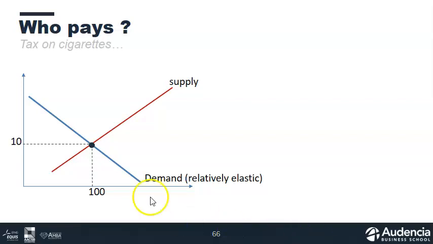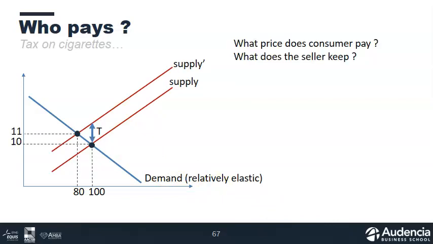So let's take a very simple example. I have supply and demand of cigarettes. We have 100 packs of cigarettes being sold, and they're selling at 10 euros per pack. Now let's suppose that we put a tax on the suppliers, the people who sell cigarettes. So we put a tax of 2. It goes up by 2, but the final price actually only goes to 11.